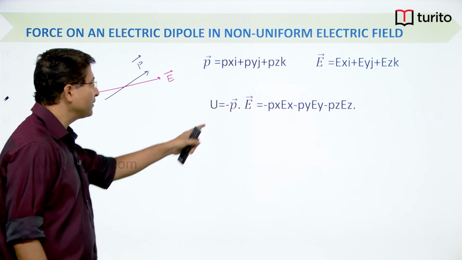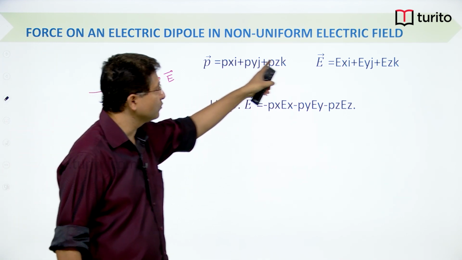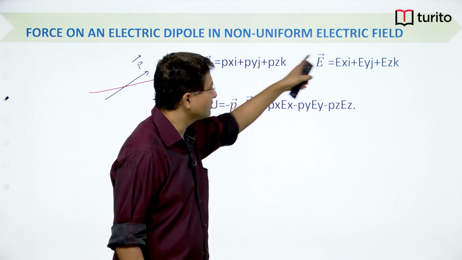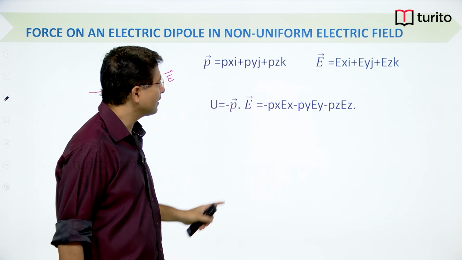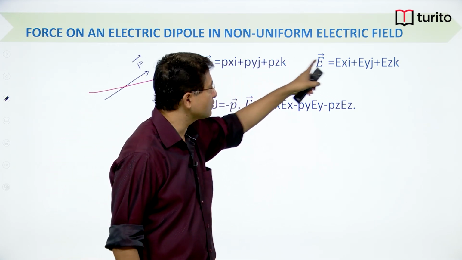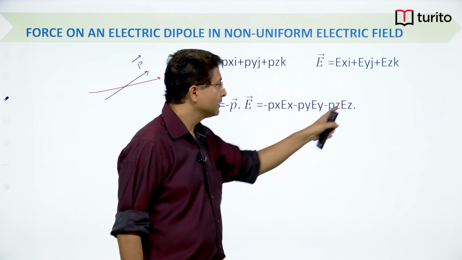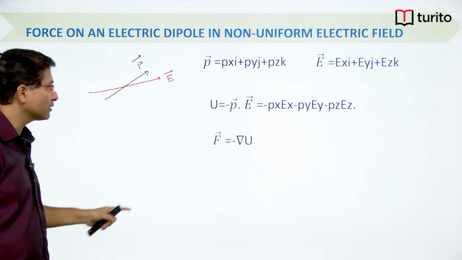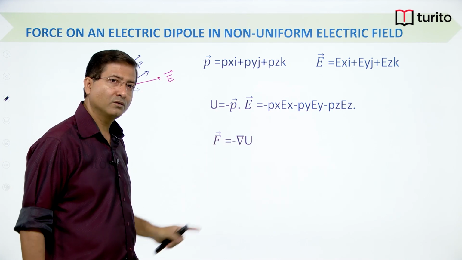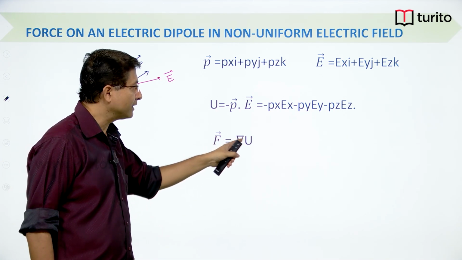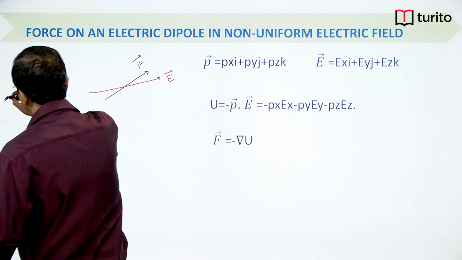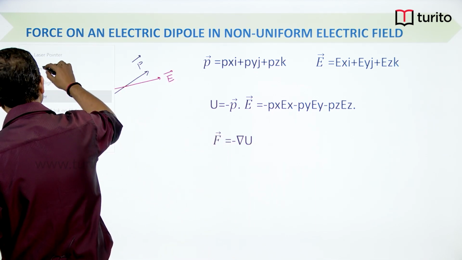We know that potential energy is given by minus p vector dot E vector. If you do the dot product here, i dot i is 1, j dot j is 1, k dot k is 1. So this will come in this form, this will get multiplied with this one, and this with this one, the same way. Now you have U, and we know that F is equal to minus del operator U.